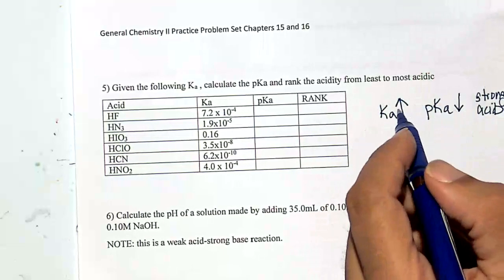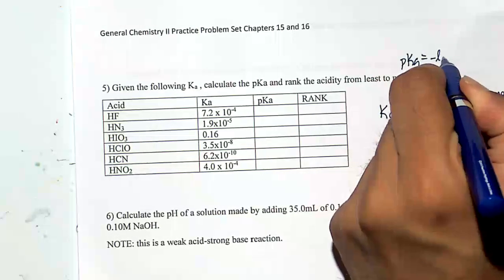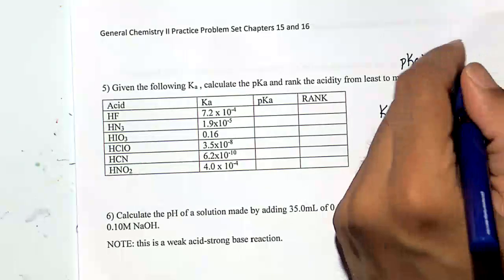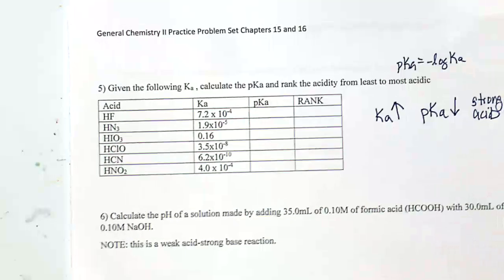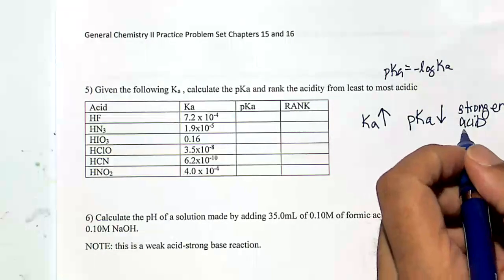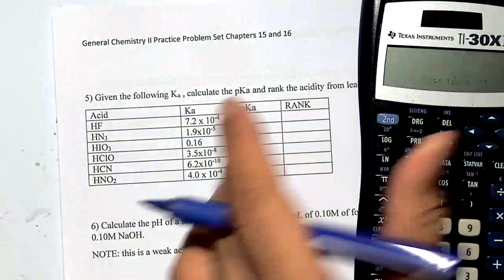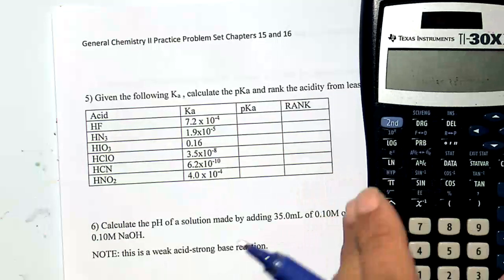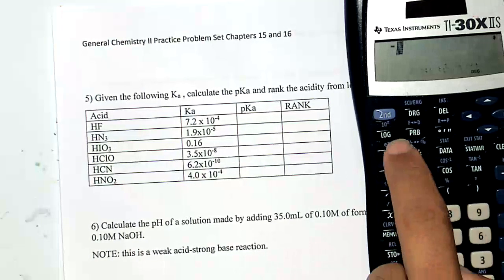Such that if you have a very high Ka, this means it has a very low pKa, because pKa is minus the log of Ka. I think that's just because of the math of the log, and that just means a stronger acid. So in this particular problem, what I would do is quickly calculate the pKa by doing minus the log.